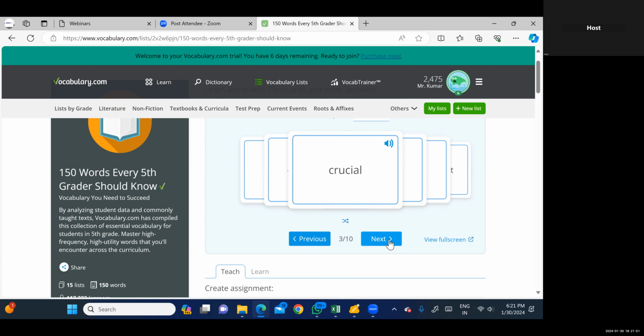Okay. Now, Aditya, please read this word. Crucial. Angelina? Yes, sir. Sir, this word is critical. Sarvika? Gauri? Sanjay? Yes, sir. Read this word. Crucial. Ayan? The word is crucial. Hear this pronunciation.